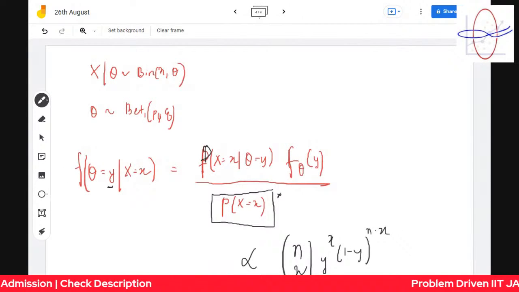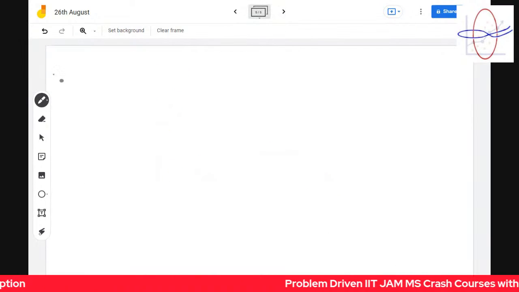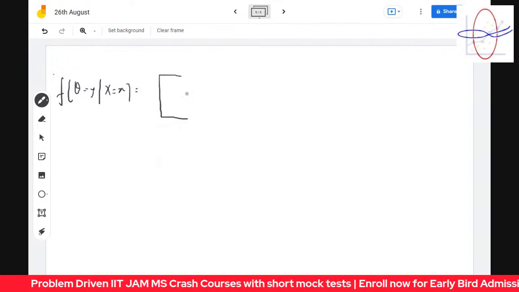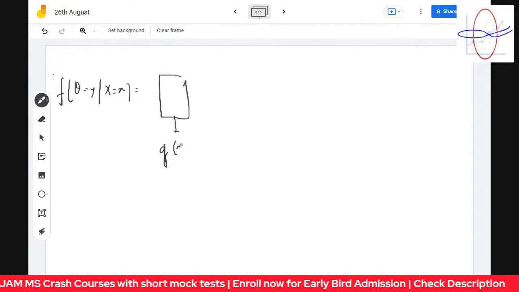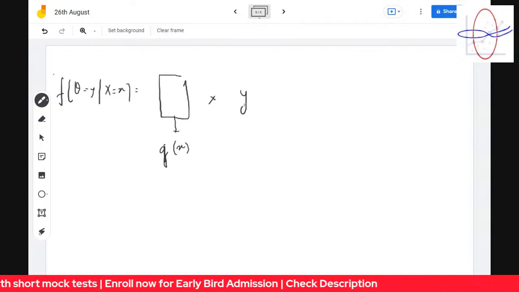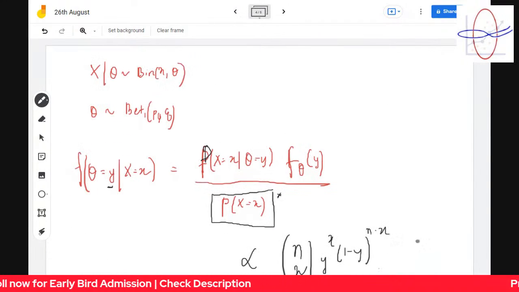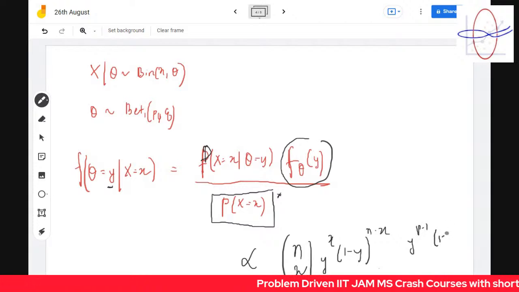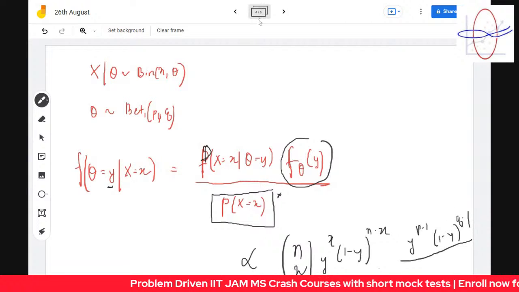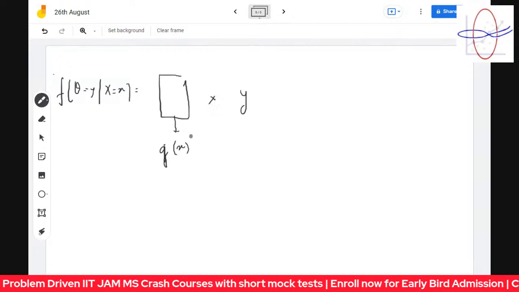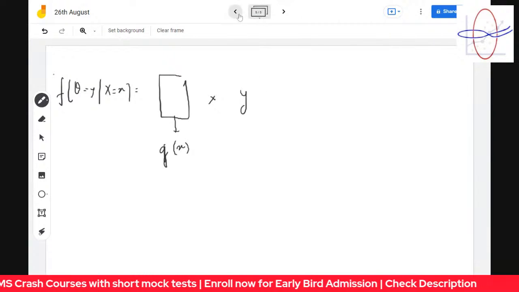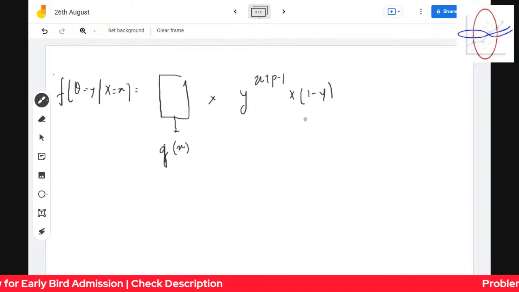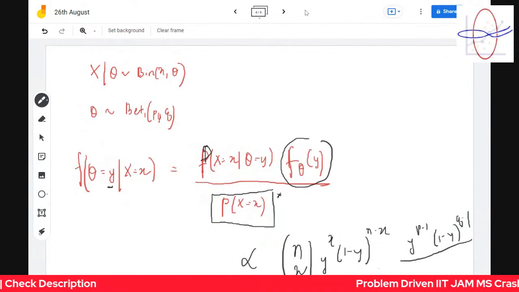And you will get that f of theta, if you write it down, is equal to some function of x into this part. There is a binomial part and a beta part. This beta part comes out as y to the power p minus 1 into 1 minus y to the power q minus 1, divided by some constant of p and q. So you get some g of x, some function of x, into y to the power x plus p minus 1, into 1 minus y to the power n minus x plus q minus 1.